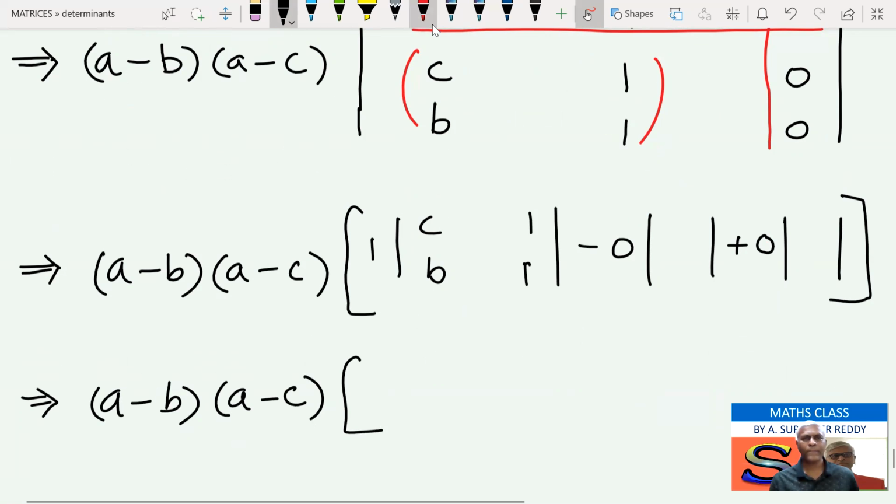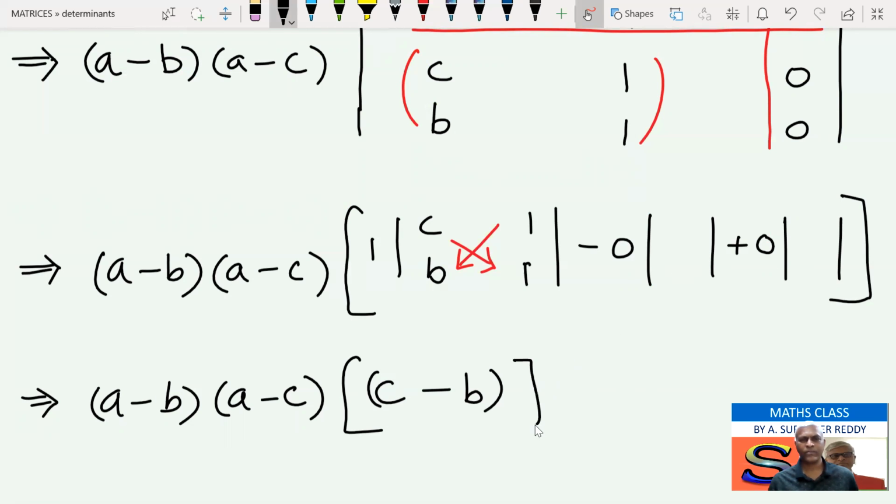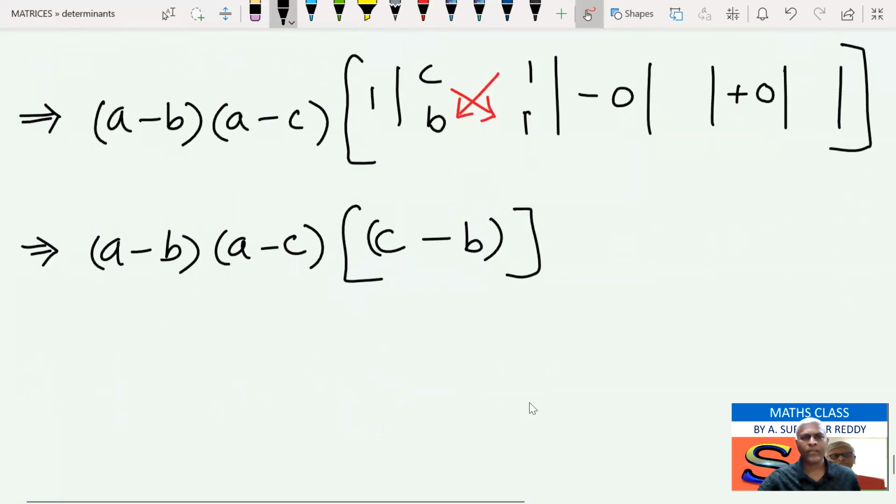So here the determinant of 2 by 2 is just cross multiplication, AD minus BC. So C into 1, C, minus 1 into B, B, C minus B. So all the other terms become 0. So we take only C minus B. A minus B, A minus C, C minus B.